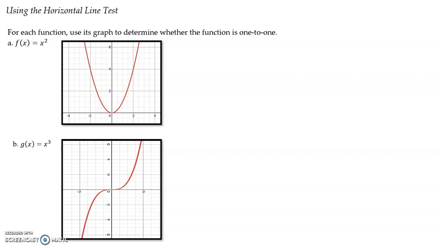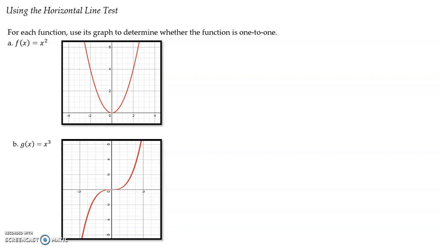This time we're going to be drawing a horizontal line through our graph, and that's going to help us determine if our function is one-to-one. Okay, so let's go ahead and look at our graph of x squared. Obviously this graph is a function. If we draw a vertical line through it, it's only going to hit once. Okay, and we want to know, is this a one-to-one function?